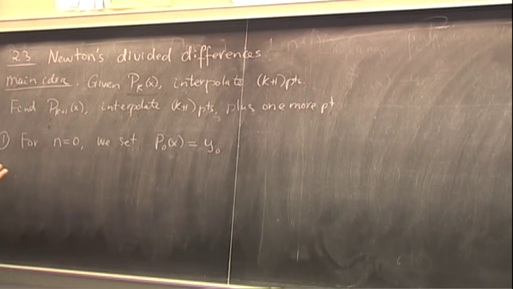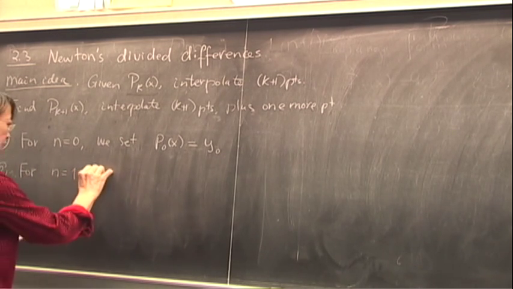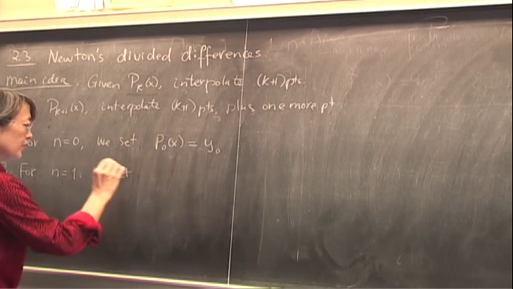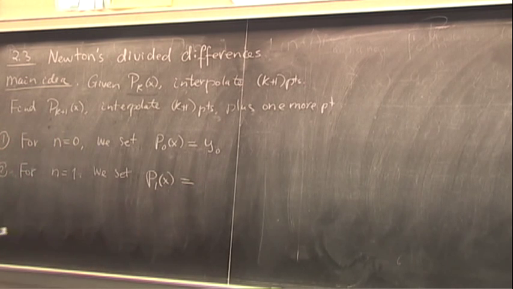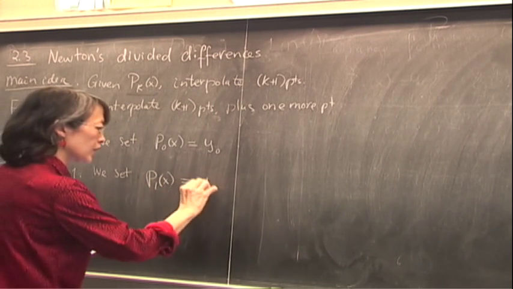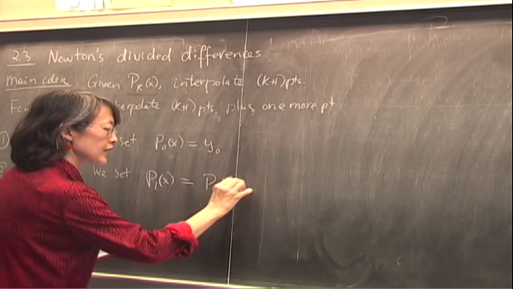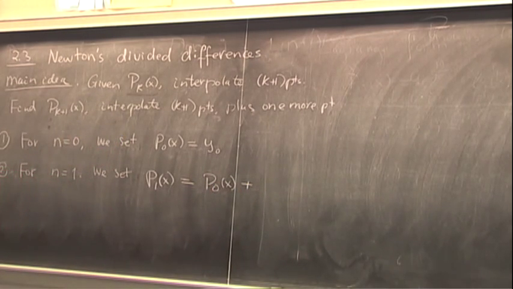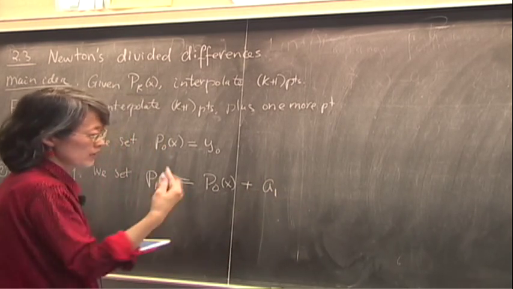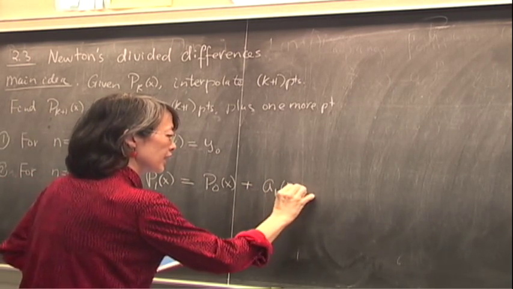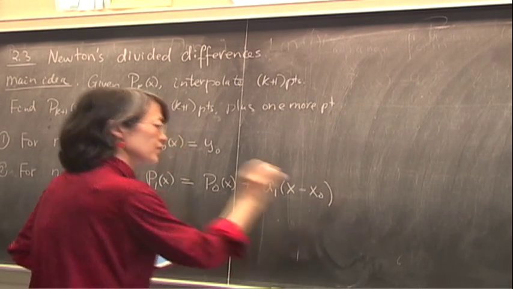Okay. All right. Add 1 point for n equals 1. And then I have to find a polynomial of degree 1. So my polynomial of degree 1, p1 of x, will be constructed in this way. I'll keep the p0, and then I add an additional piece. Okay? I don't throw away. So the additional piece is in this particular form. a1 is a coefficient to be determined. I have x minus x0.